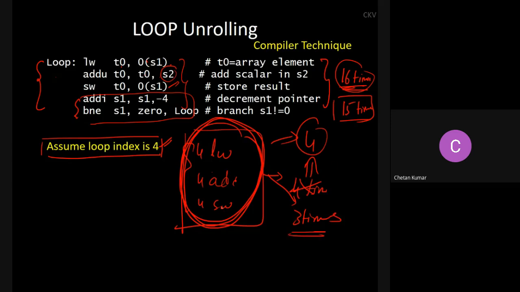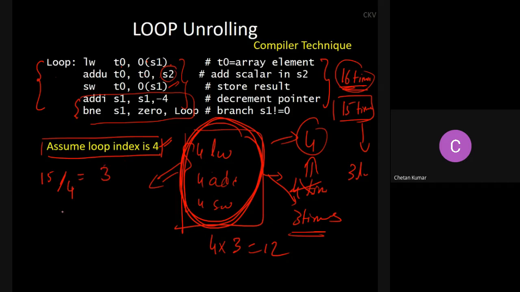If it runs for 3 times, it will be 4 copies into 3, which will be 12. You are still left with 3 more loops. How do you implement those 3 more loops? Normally what they do is they execute the unrolled part these many times. How many times? You take 15 and divide it by the loop index. You take only the quotient part, not the remainder or a fraction. So if I divide 15 by 4, the quotient is 3.